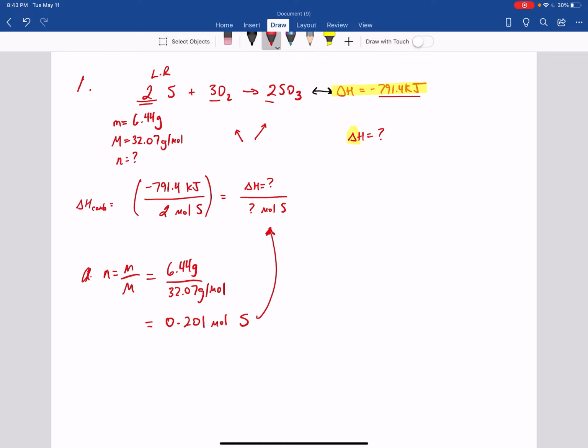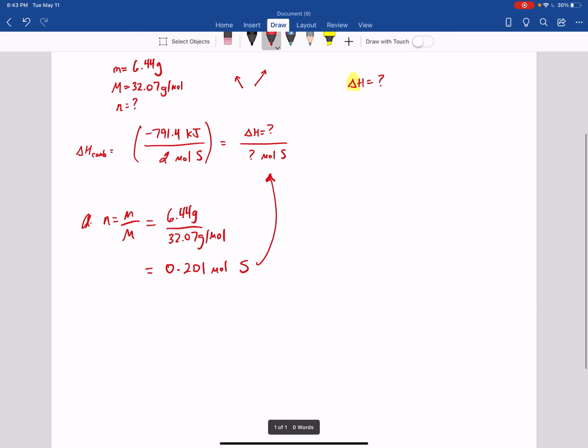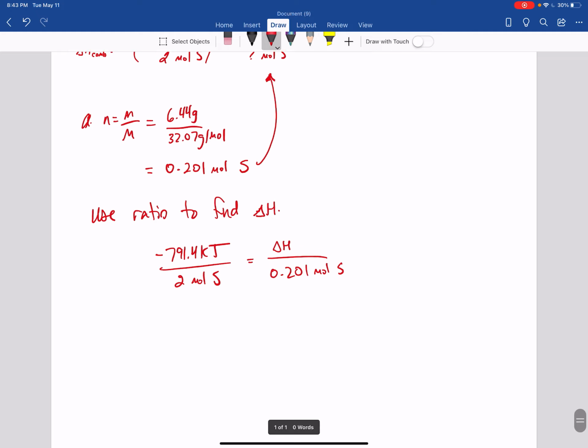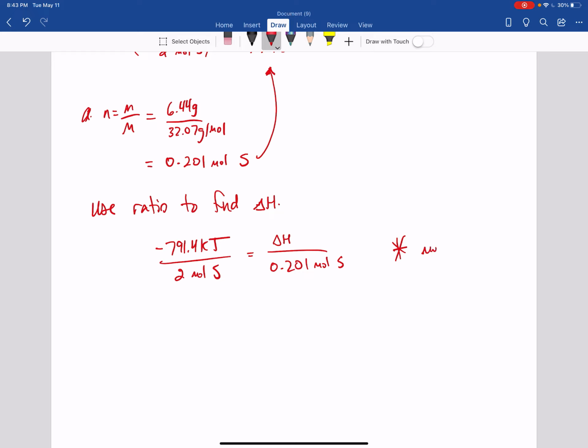And the key is that once you find the molar enthalpy, which is what we do in the first part, it has to be consistent. So now we use the ratio to find delta H. We'll say negative 791.4 kilojoules divided by 2 moles of sulfur. And we chose sulfur here because that's the amount we're given. That has to be equal to the molar enthalpy change, which is what we're trying to find, divided by 0.201 moles of sulfur. So this is your mole ratio.